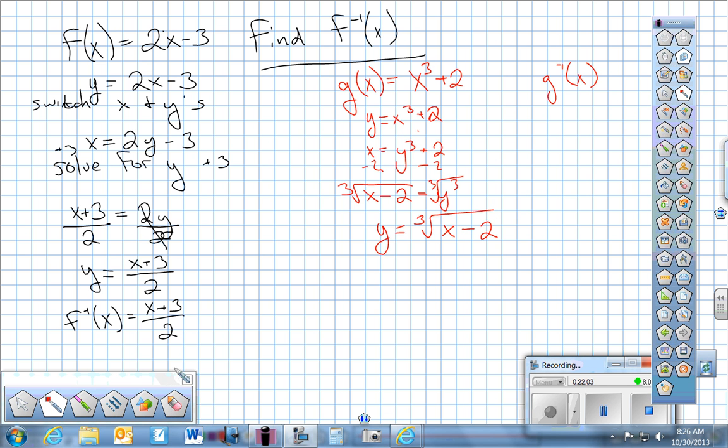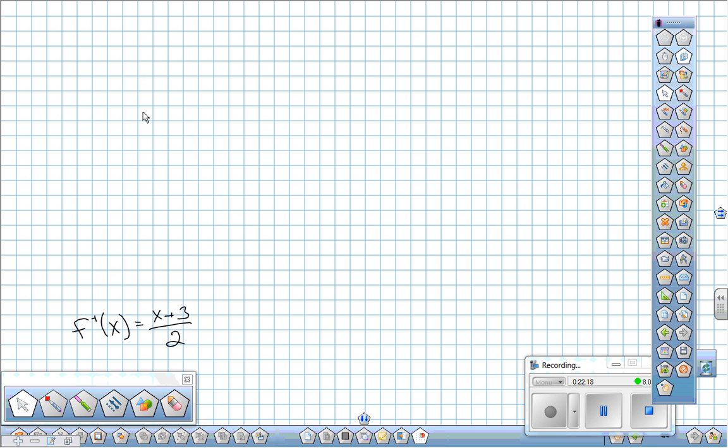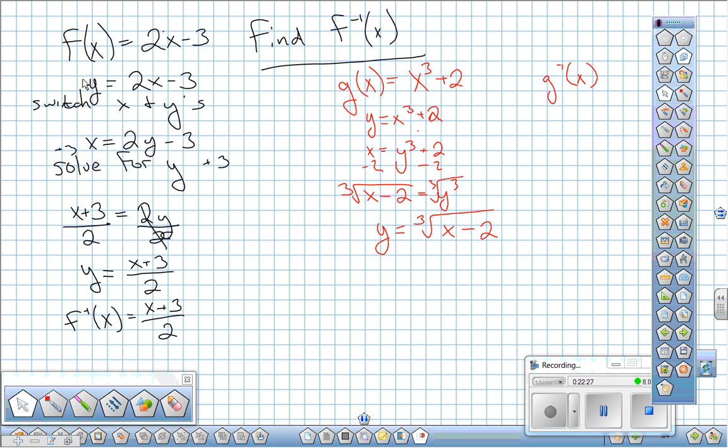And then I will also ask you to test whether or not two functions are inverses of each other. So if I had this original function, or this inverse that I just found, we want to make sure that it is actually an inverse. So I gave you this, and we had our original function of this guy.